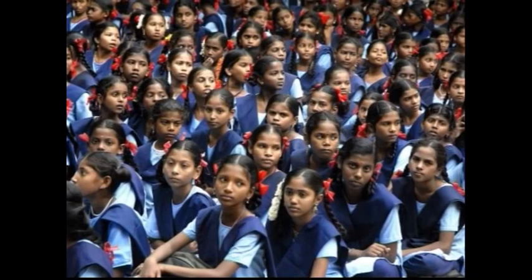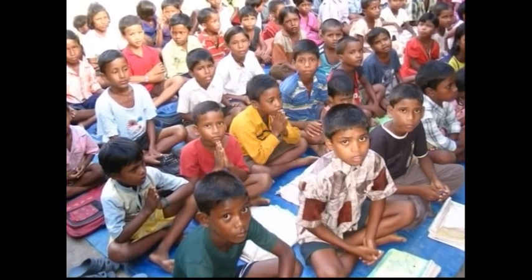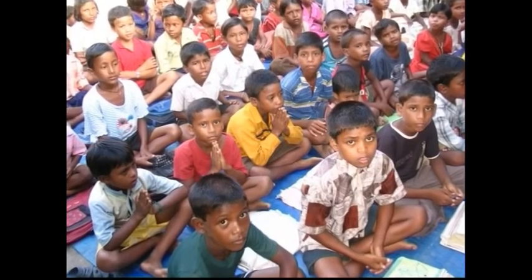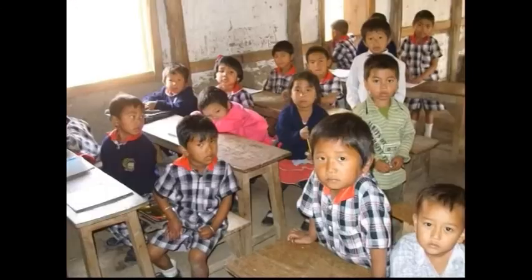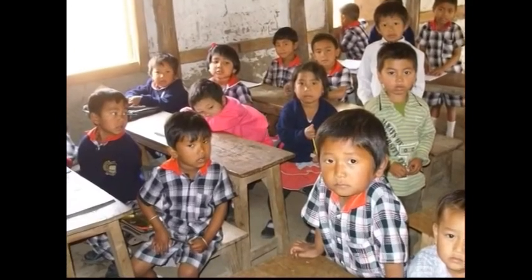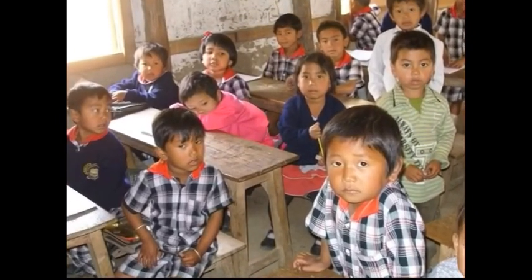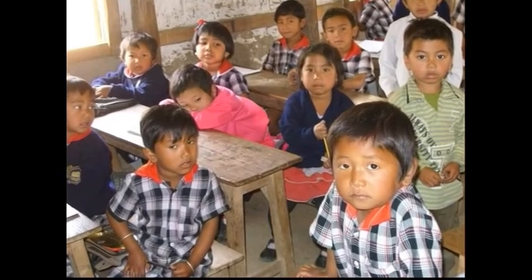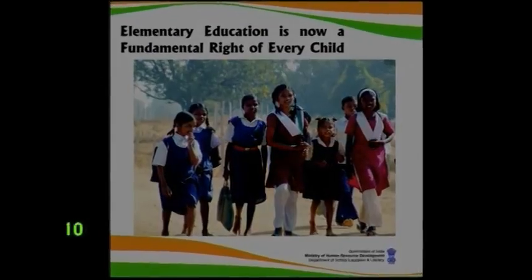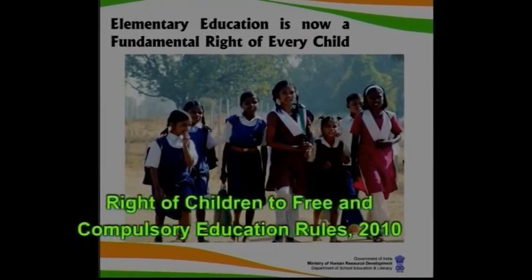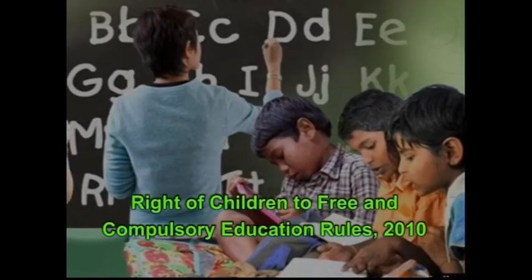The Parliament of India has, in implementing the article, passed the law entitled The Right of Children to Free and Compulsory Education Act of 2009. In order to give effect to the provisions of the Act, the central government has framed the rules entitled The Right of Children to Free and Compulsory Education Rules 2010.